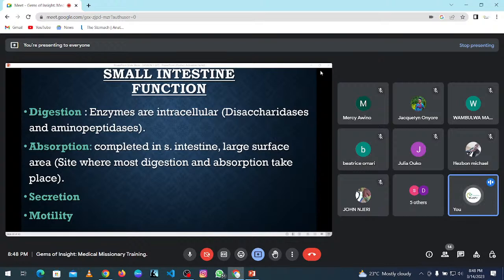And then absorption. Absorption is completed. 90% of absorption is done in the small intestine, and it's completed in the small intestine. There are certain things like glucose that are absorbed in the stomach. Actually, when someone takes alcohol, alcohol is readily absorbed in the stomach more than any other food. That's why it normally has a very quick response. It's absorbed in the stomach directly into the bloodstream.